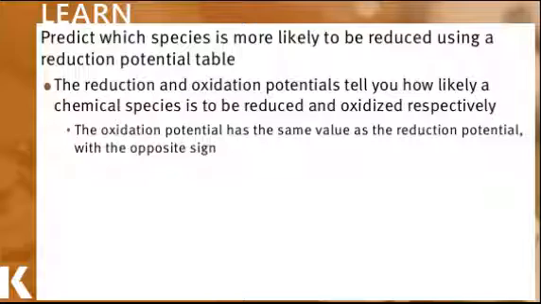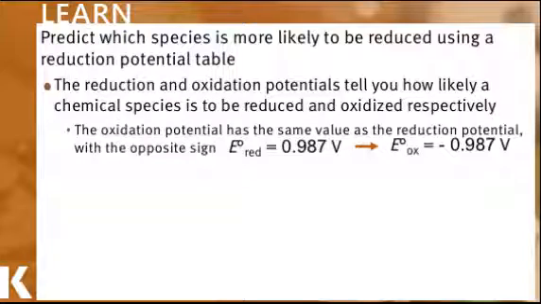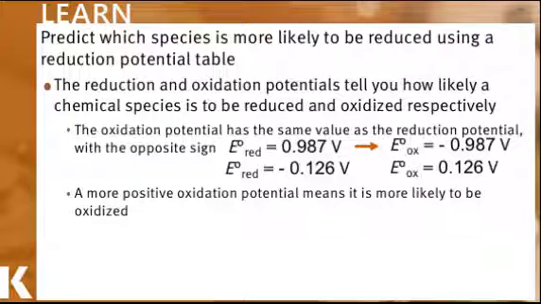So going off of our previous example, if we were to flip the sign of the reduction potential for palladium, we would get an oxidation potential of negative 0.987 volts. Similarly, if we were to switch the sign of the reduction potential for lead, we get an oxidation potential of 0.126 volts. Thus, since a more positive oxidation potential means more likely to be oxidized, we can determine that lead is more likely to be oxidized than palladium.